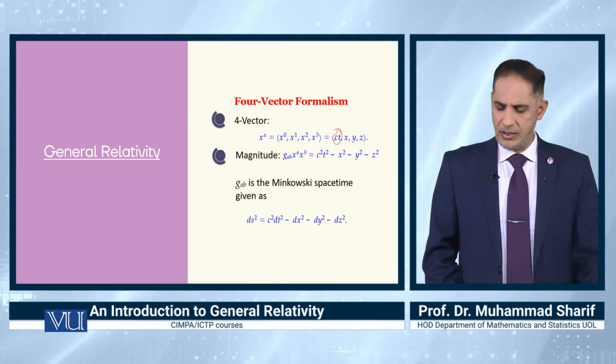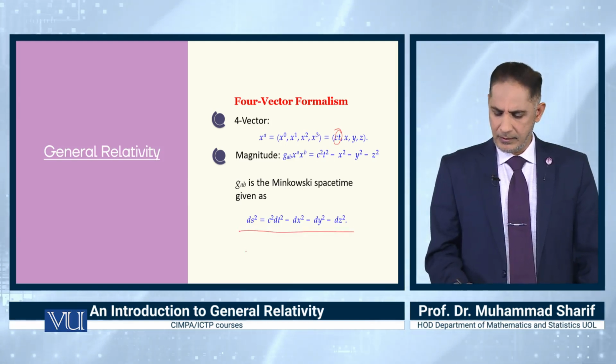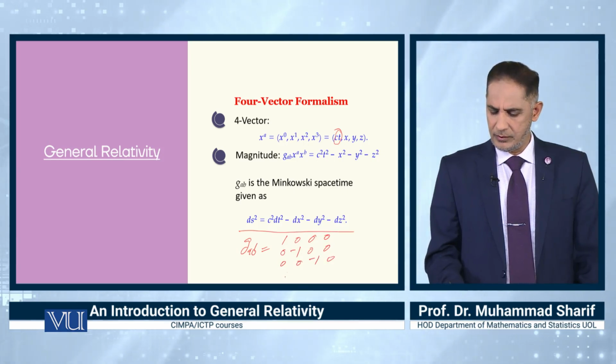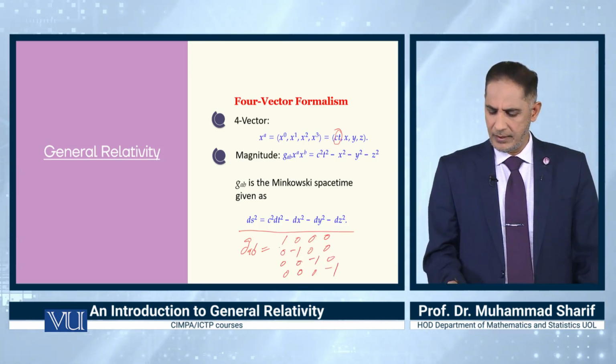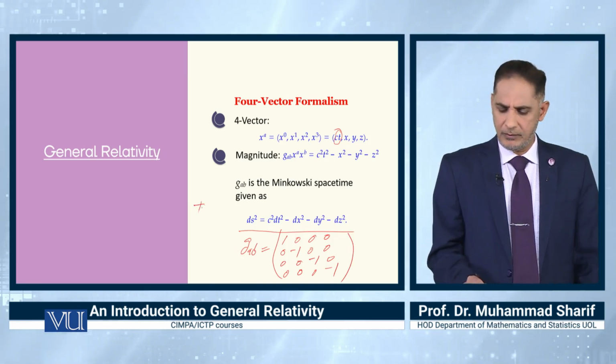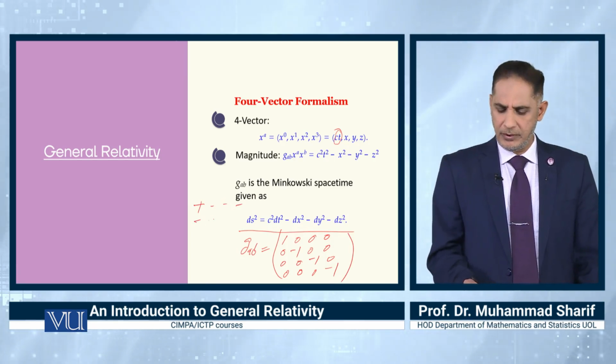Here, obviously, g_ab is the Minkowski space-time metric. This is given here, and we can write it in the form g_ab. If we write it in the matrix form: 1 0 0 0, 0 -1 0 0, 0 0 -1 0, 0 0 0 -1. So, obviously, I am taking the signature plus, minus, minus, minus. In some books, people take the opposite signs.